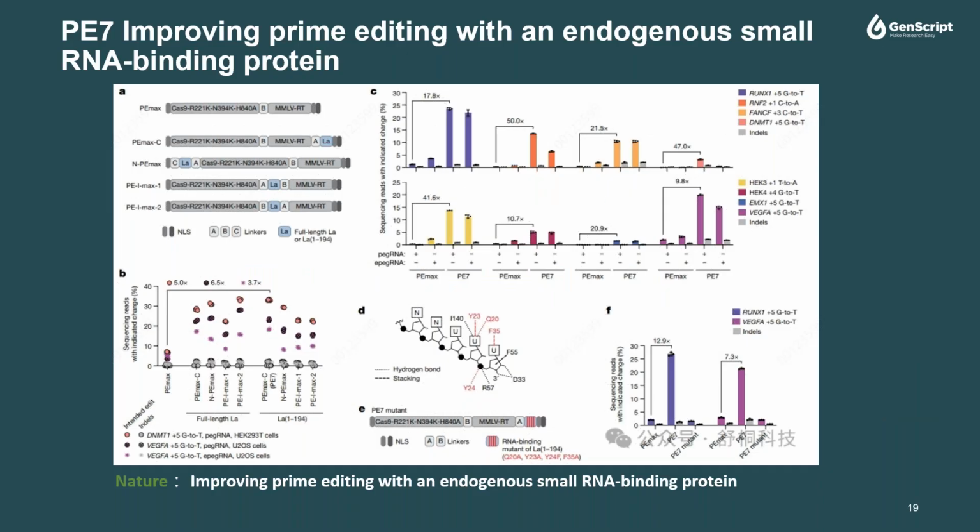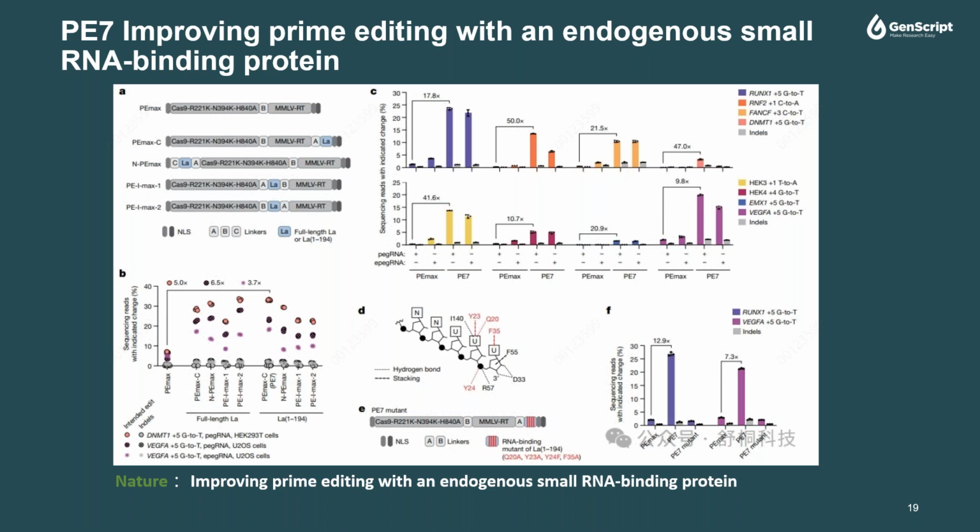On April 3, 2024, Nature published the latest research finding from the team of Brett Adamson and Lance R. Parsons at Princeton University, called Improving Prime Editing with an Endogenous Small RNA Binding Protein. In this study, the authors developed an editing system named PE7, which improves editing efficiency compared to the currently most advanced PE5 system. Through genome-wide CRISPR interference screening, the authors discovered that a small RNA binding protein, La, is a key regulatory factor for PE efficiency.